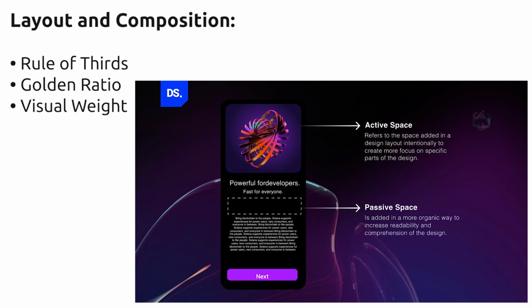Layout and composition, rule of thumb: the rule of thirds. Divide the screen into thirds to create visually appealing compositions. Golden ratio. Use the golden ratio to create harmonious and balanced layouts. Visual weight. Distribute visual weight evenly to avoid overwhelming the user. Empty space is essential for allowing the viewer some rest, improve comprehension and legibility.